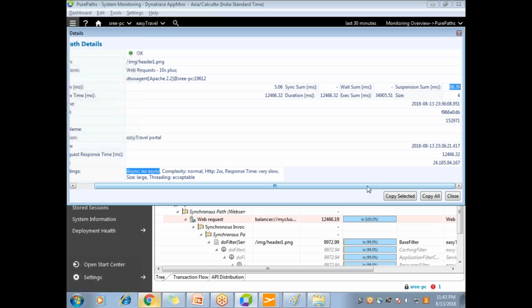I don't know that. Wow, this was a good tool. Execution time is okay. Size. It is saying size. What is that size for? I'm curious about size.